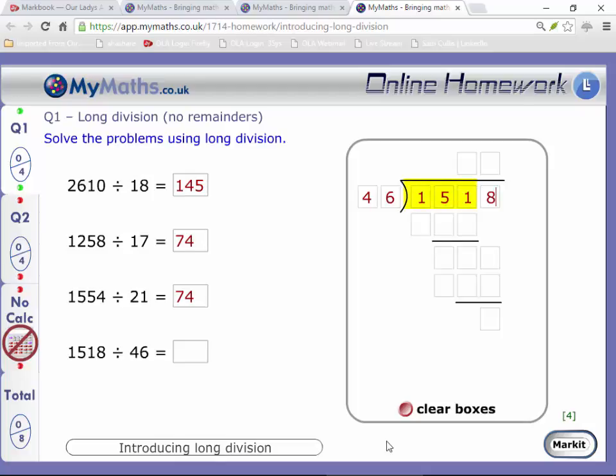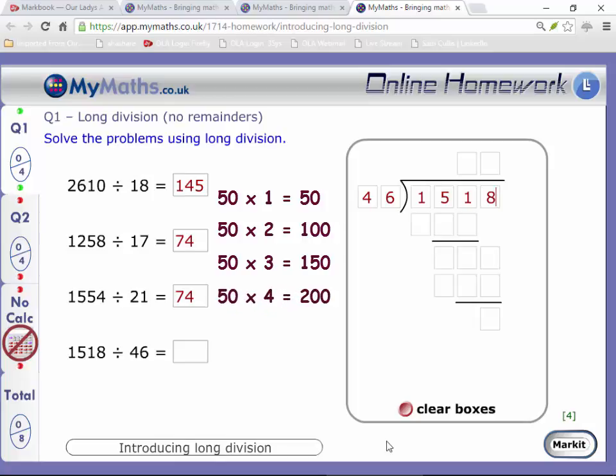I'm going to consider 46 to be close to 50. My 50 times table is 1 times 50 is 50, 2 lots of 50 is 100, 3 lots of 50 is 150, which is very close to 151, 4 lots of 50 is 200, that would be very large. I'm going to try 3 then. 3 6s are 18, carry the 1, 3 4s are 12, plus 1 is 13. I end up at 138.